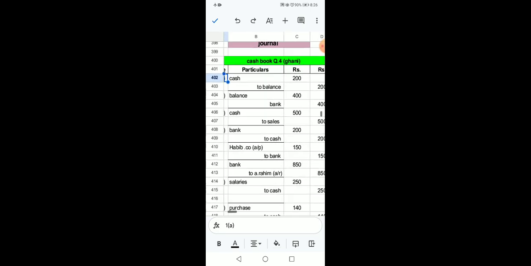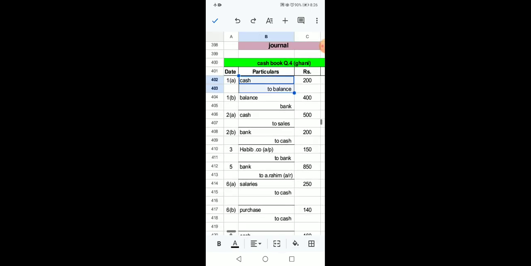Now let's start posting these transactions. We will post the very first entry, which is 1A. There are 2 elements. Only one element is associated with the cash book, as we have described: cash, discount and bank. Only these 3 columns will be posted into the cash book. So if it is not cash, not bank, not discount, you are going to leave it. You are going to skip it. You are not related with it. So if it is balance, leave it.